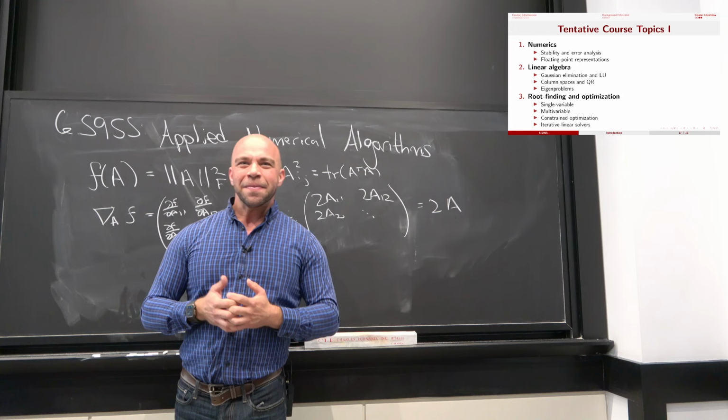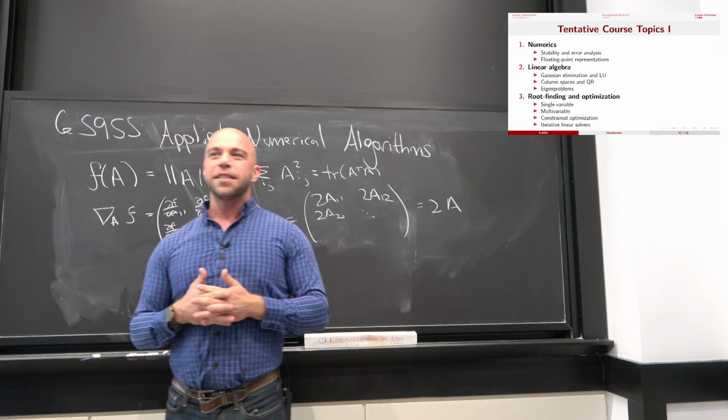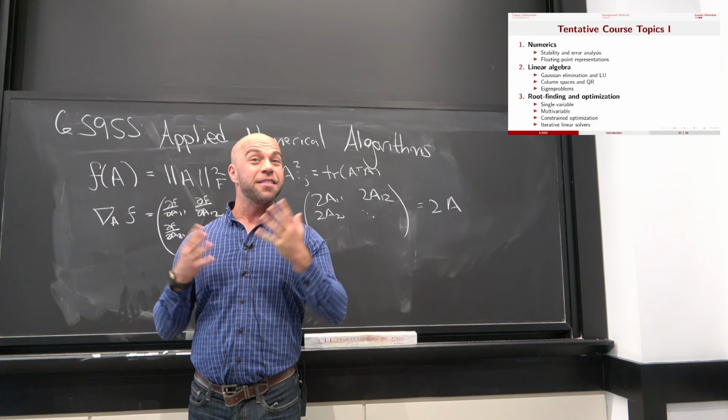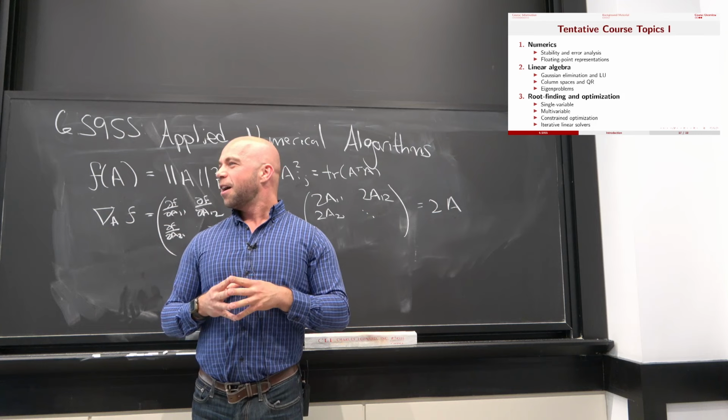We'll start in today's lecture and in the next one talking about high-level considerations in numerical analysis. What are the different ways that we can measure how well a numerical algorithm performs? Because the reality in this domain is that very rarely do we solve a problem exactly. I mean, think about a piece of code for computing the square root of a number.